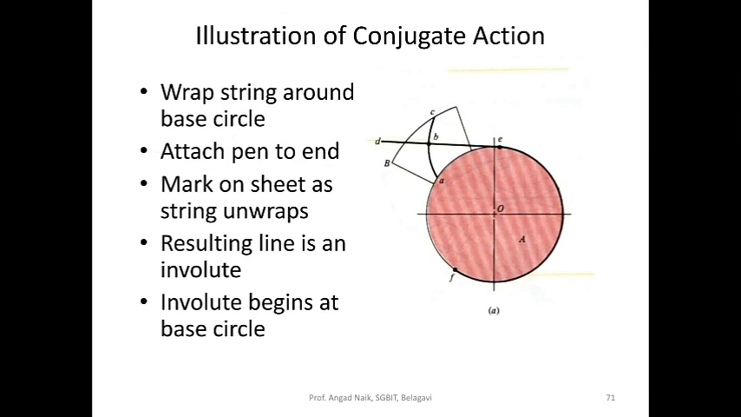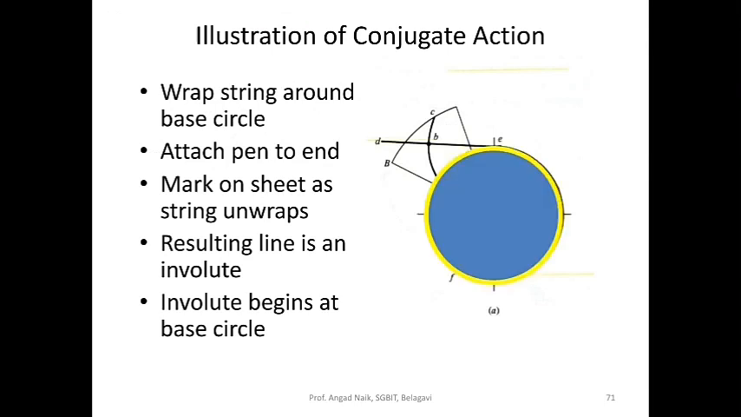We'll see the animation. The blue one is the base circle. The black dot on the blue circle is the starting point where the pen is placed. As the string is unwound, the path traveled by the pen on the paper is shown in the animation.